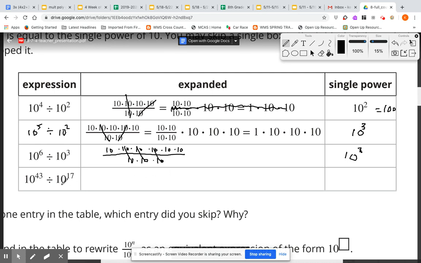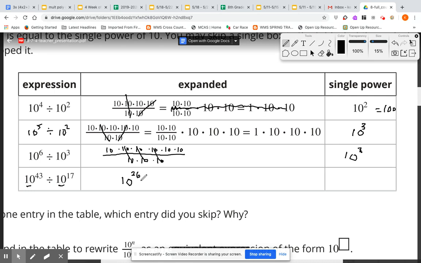The rule for division is, if the bases are the same. In all of these examples, the base is 10. Right here, a base of 10, both of them. Here's a base of 10 and a base of 10. I can rewrite the base. And if you noticed, if I take these exponents, 4 minus 2 gives me 2. 5 minus 2 gives me 3. 6 minus 3 gives me 3. And 43 minus 17 gives me 26.